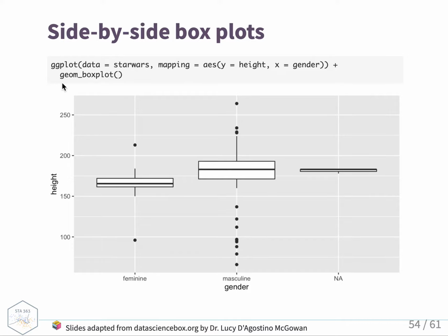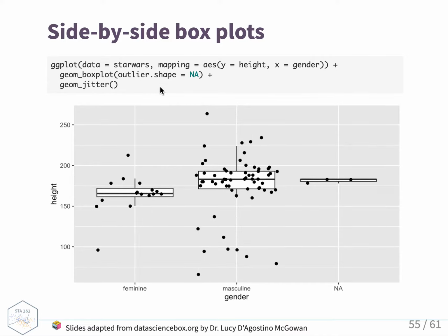Another way to look at things could be side-by-side box plots. Box plots are great if you're looking at a continuous variable, but you'd like to look at it across a number of discrete or categorical variables. In this case, I'm looking at height on my y-axis here. I'm still interested in the distribution of height, but I'd like to look at it across different genders. And so my x here is gender. I see my height for feminine, height for masculine, and height for missing. And in order to specify that I'd like to use a box plot, I use geom_boxplot.